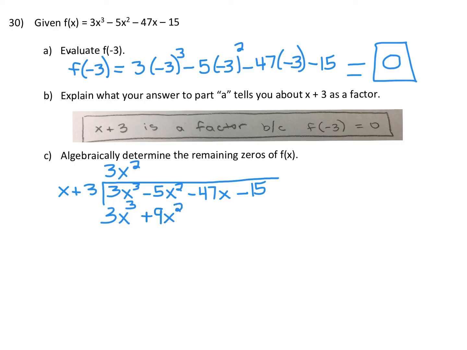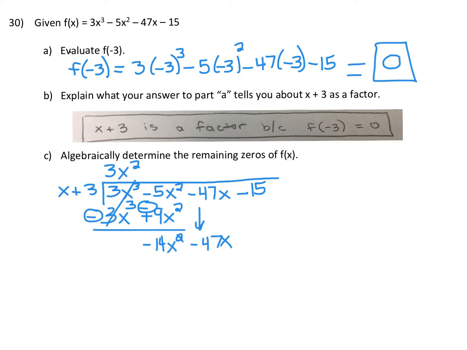And then we're going to change our sign. So change to subtraction and circle it, change to subtraction and circle it. Okay, so those cancel off. So negative 5x squared minus 9x squared would be negative 14x squared. And let's bring down the next term. And let's start the process again.